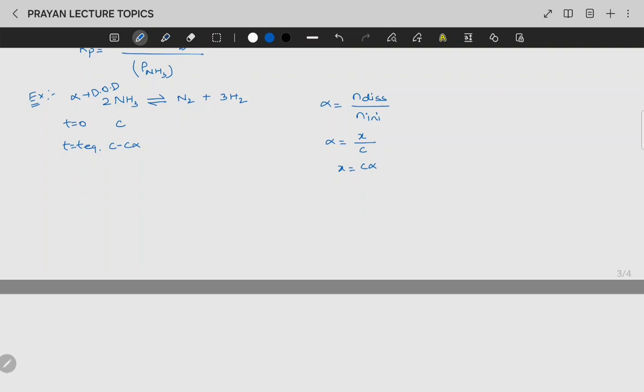Now when we have to find the amount of N2 and H2, then the coefficient will be used. We can see that 2 moles of NH3 will give 1 mole of N2. So if C alpha moles of NH3 is dissociating, how many moles of N2 should be formed? That should be C alpha by 2. And in the same way 2 moles of NH3 gives 3 moles of H2. So C alpha moles of NH3 dissociating will give 3 C alpha by 2. So these will be the concentrations of species at equilibrium.